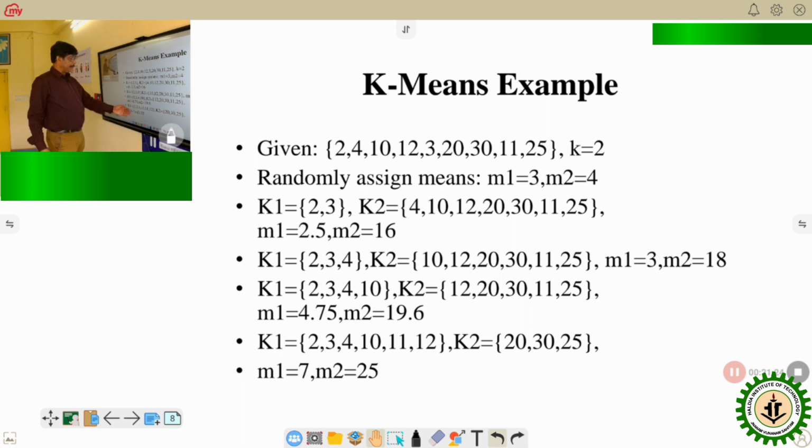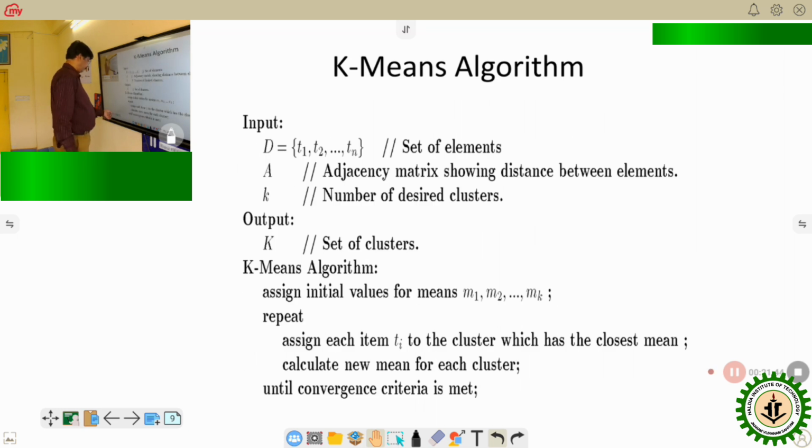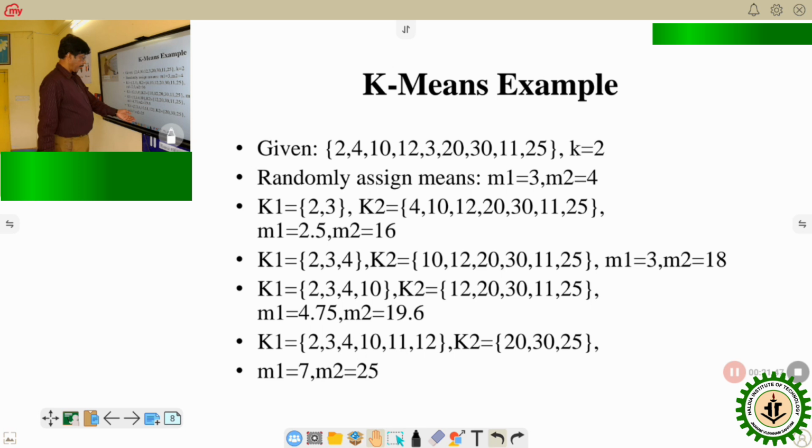Now again I am doing the same thing, taking the arithmetic mean of cluster 1, it becomes 7. Who are the members of cluster 2? 20, 30 and 25. What is the mean? 20 plus 30 plus 25 divided by 3 becomes 25. So 7 and 25. Now with 7 and 25, the clusters have to be formed again, and accordingly the clusters are formed.